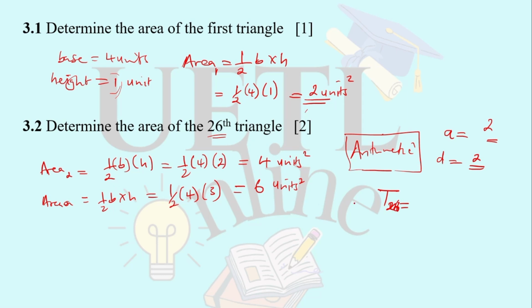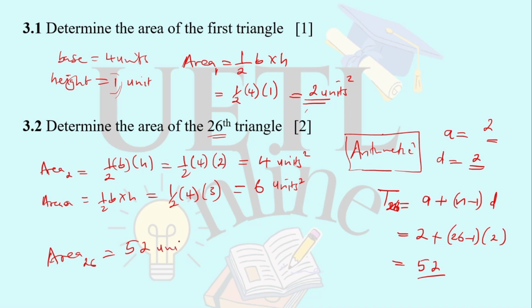To find term number 26, we use the formula A plus N minus 1 multiplied by D. Here our A is 2, our N is 26 minus 1, and our D is 2. So the area of the 26th triangle is going to become 2 plus 25 multiplied by 2, so our answer is going to be 52. The area of the 26th triangle is 52 units squared. You can calculate on your own here, I think it's going to become 52. So that was these two questions.